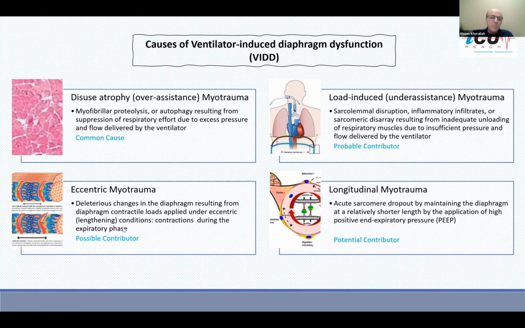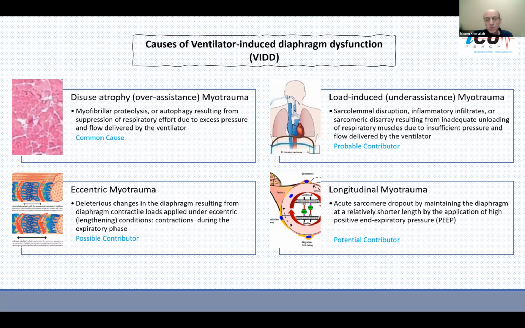The third type of injury is called eccentric myotrauma. It's a bit of a complicated concept, but simply it is contractions during the expiratory phase. In expiration, the diaphragm should be rested.